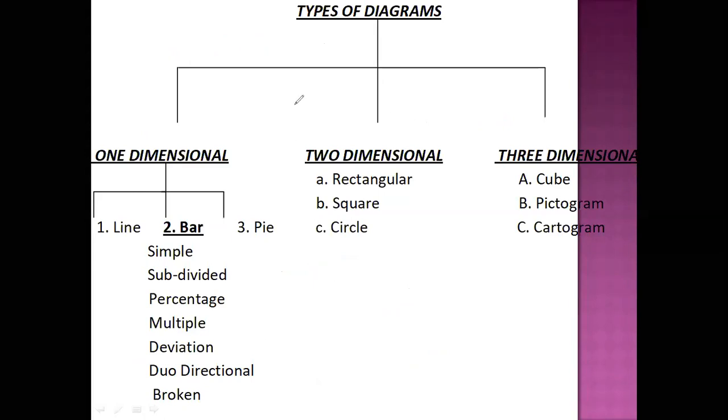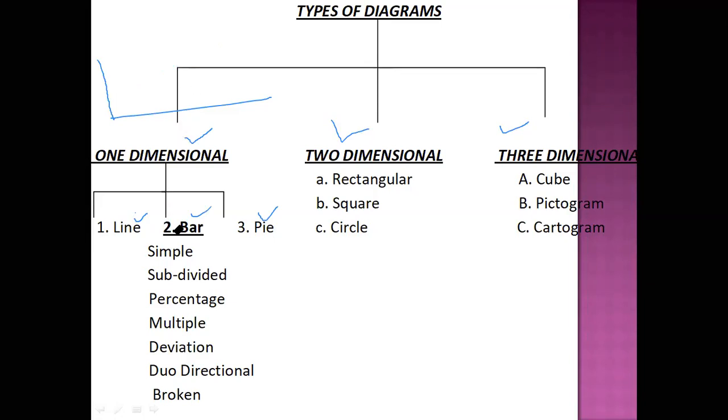You already know various kinds or various types of diagrams: one-dimensional diagrams, two-dimensional diagrams and three-dimensional diagrams. One-dimensional diagrams have been divided into three categories: line diagram, bar diagram and pie diagram. Line diagram you already know. A line diagram will be like this. Okay.